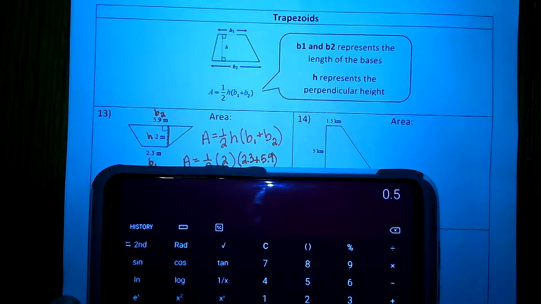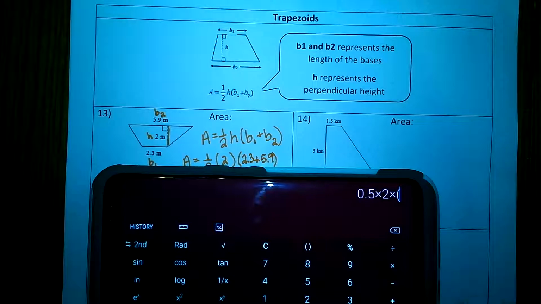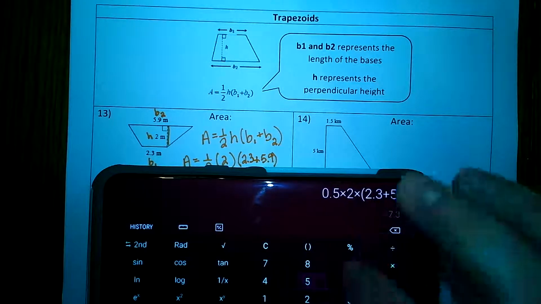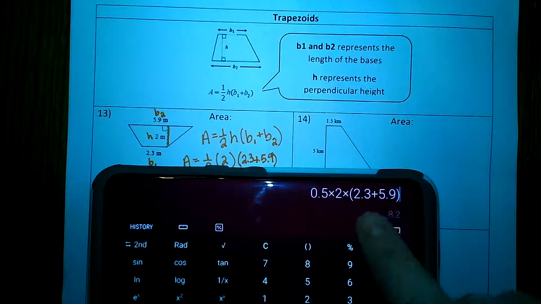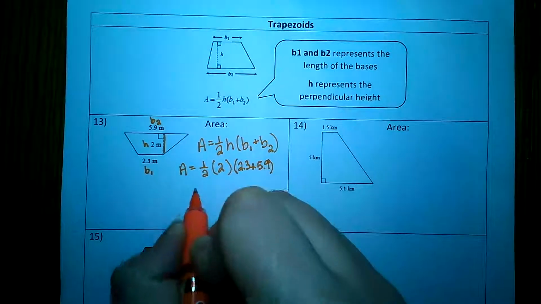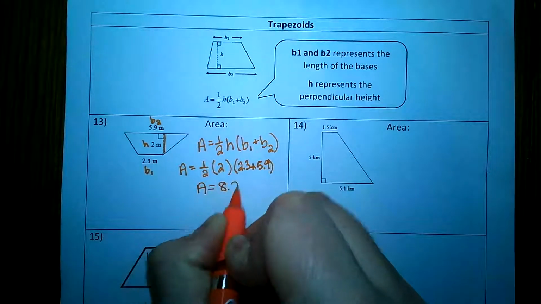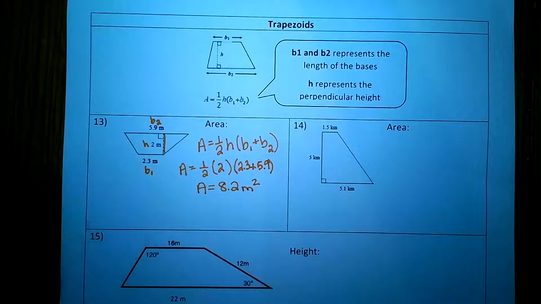Half is 0.5 times the height, which is 2, times the sum, so I'm opening a set of parentheses, of B1, which was 2.3, plus B2, which is 5.9. Close up those parentheses. So I've got half of the height and B1 plus B2, and I get an area of 8.2. And that is 8.2 meters squared. I'm measuring in meters this time. So 8.2 meters squared.